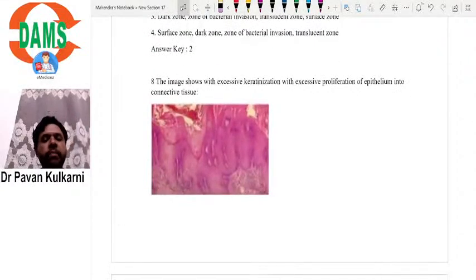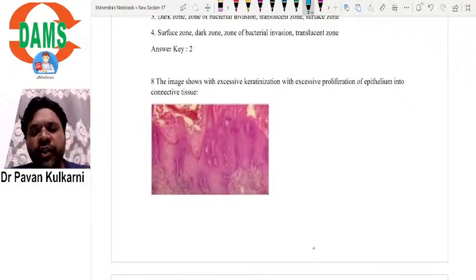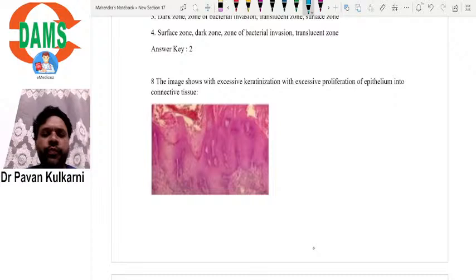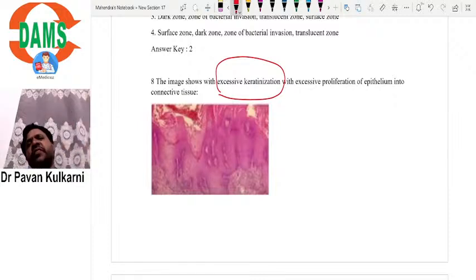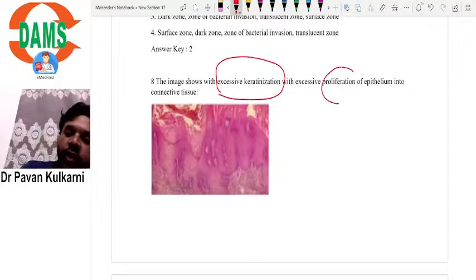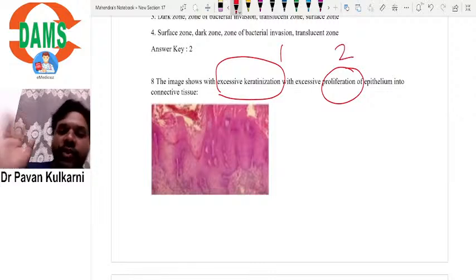Okay. Next, the image shows excessive keratinization with excessive proliferation of epithelium into connective tissue. See, 2 things are there here. One is, what are they trying to explain in the question? Excessive keratinization. That means excess of keratin is produced here, more keratin, and proliferation of the epithelium into connective tissue. That means epithelium has already entered into the connective tissue. So 2 things are there. Number 1, there is excess keratinization. Number 2, there is invasion.